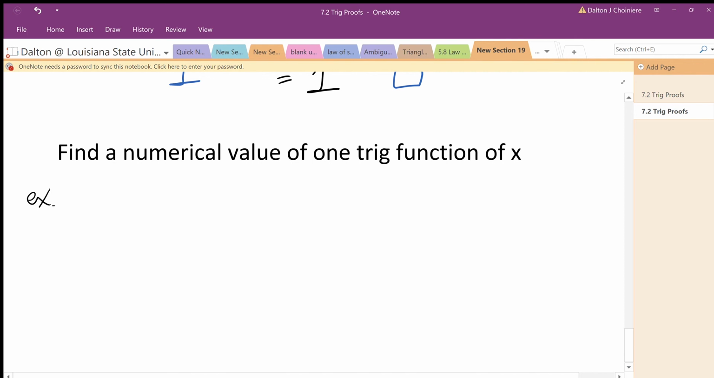Okay, our first example. If I give you cotangent of x over cosecant, no, let's do cosine of x is equal to 2.